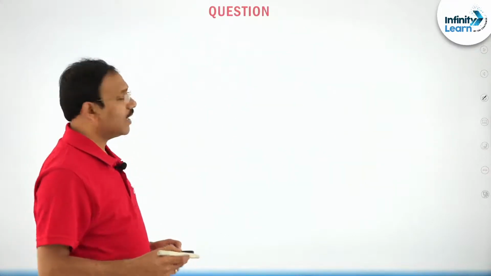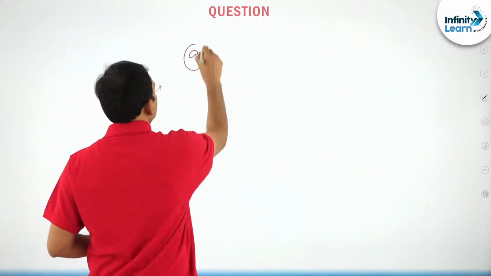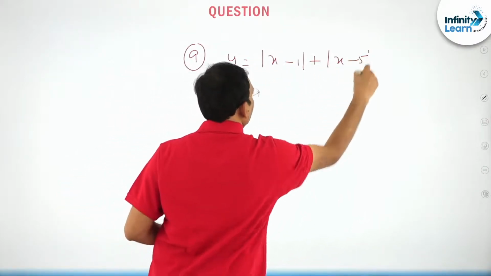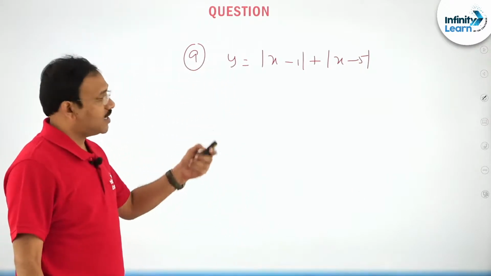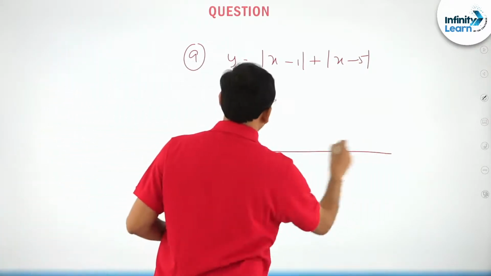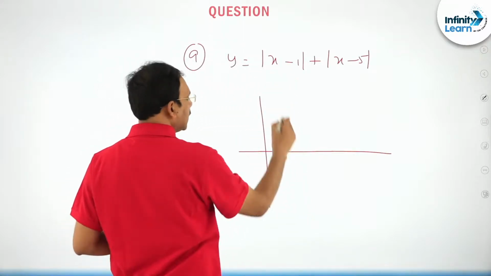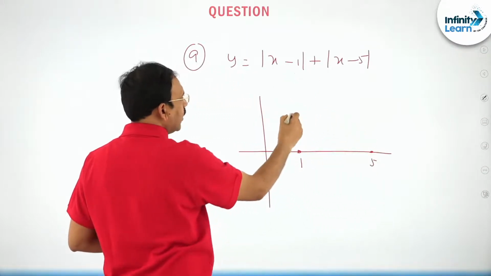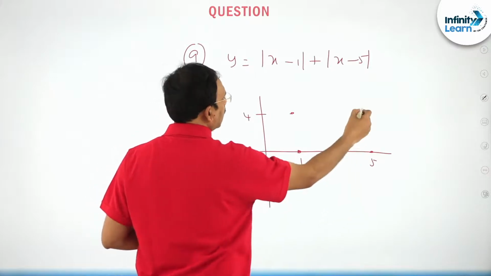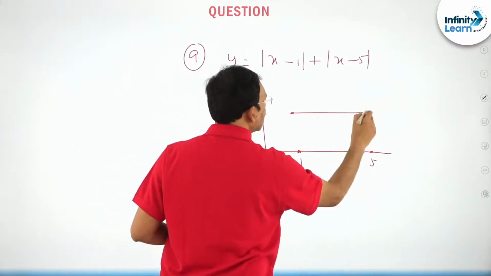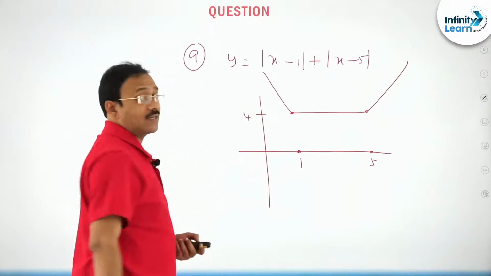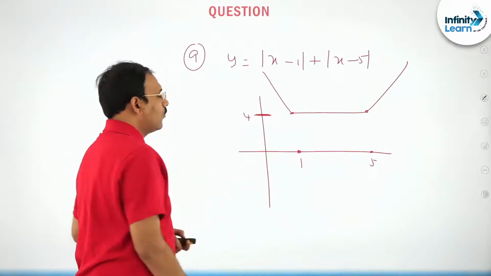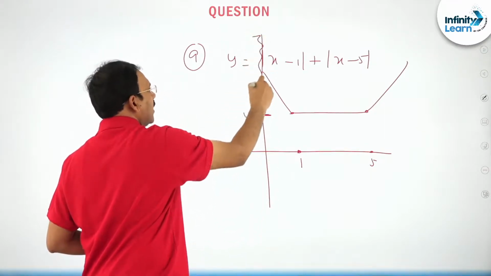Apart from this, you can take y is equal to, say, mod x minus 1 plus mod x minus 5, kind of expression is given. I think you know the graph of this particular expression is very simple and easy. It turns at 1, and the other significant number is 5. At 1 it is going to be 4, at 5 also it is going to be 4. You just take the cases, you will get a graph like a tub. In this case, friends, the minimum value is going to be 4, maximum goes to infinity.